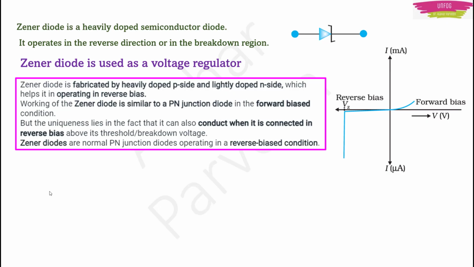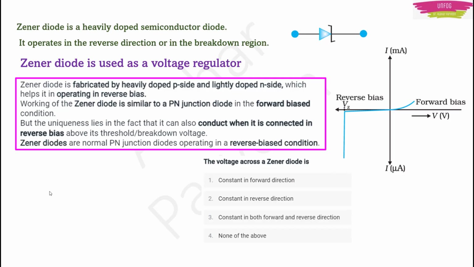It is the same as a PN junction diode, as I told you. But the difference is that a PN junction diode works in forward bias, but a Zener diode works in reverse bias. So one question was asked like this: the voltage across a Zener diode is constant in the reverse direction. That means the Zener diode is behaving as an ideal voltage source. That's why they use it as a voltage regulator.